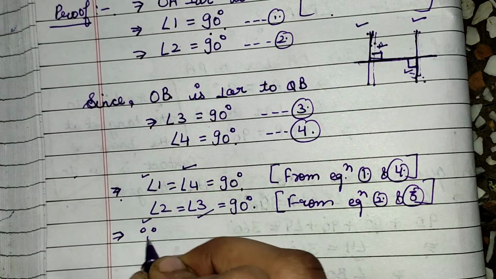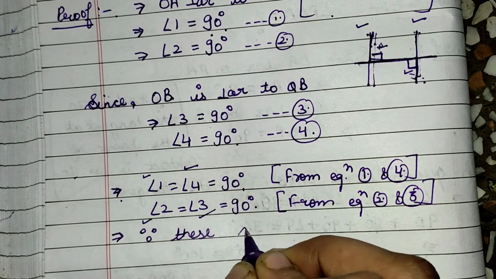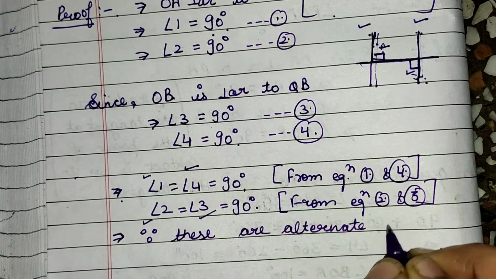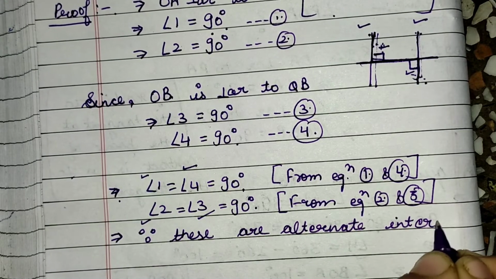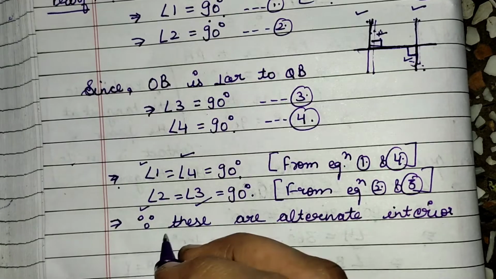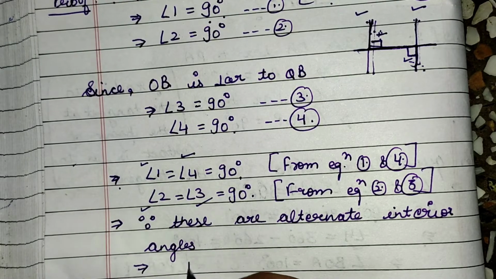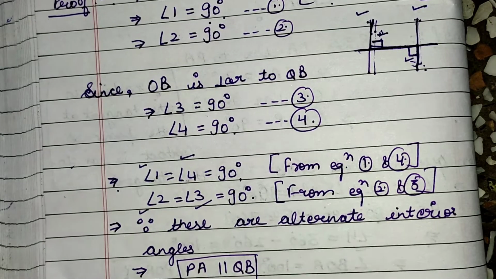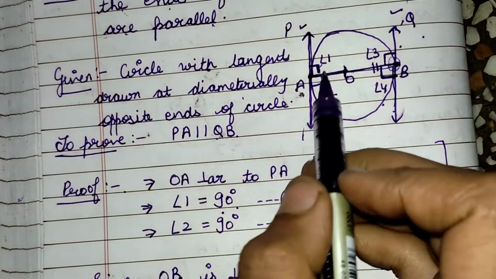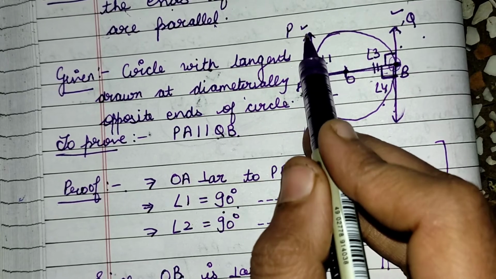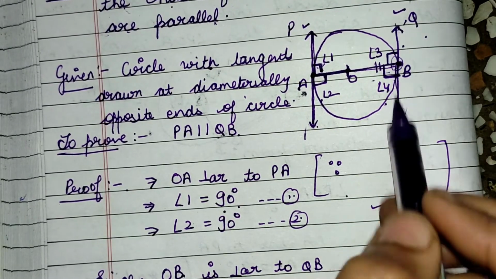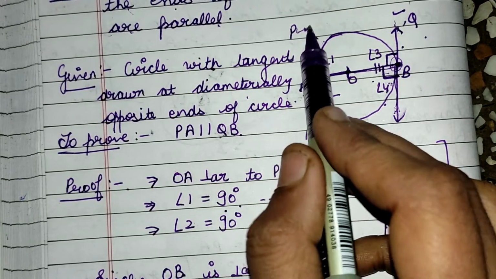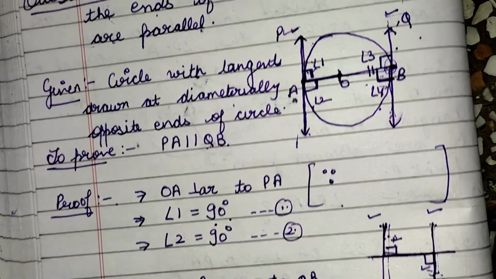So because these are alternate interior angles, and alternate interior angles are equal, that means these lines are parallel to each other, right? So that means my PA is parallel to my QB, right? The only reason that these two angles are equal is that PA is parallel to QB, because alternate interior angles are always formed between two parallel lines.